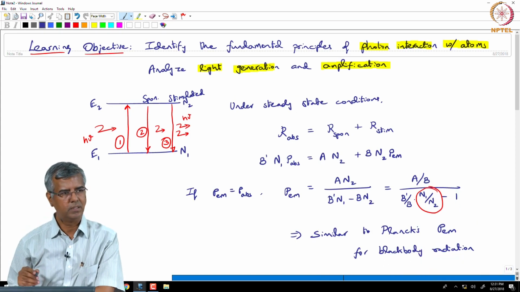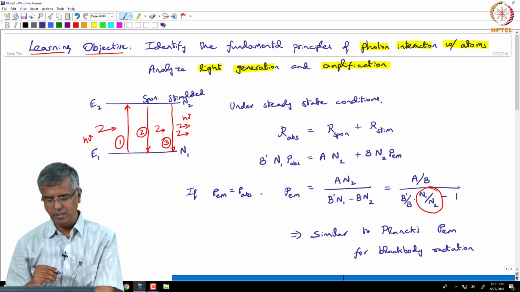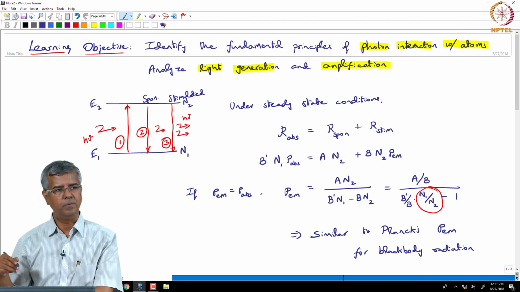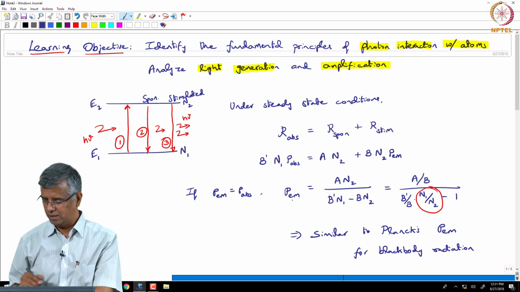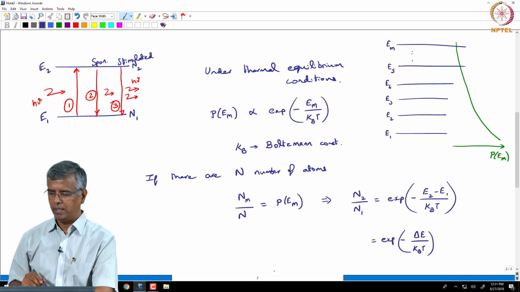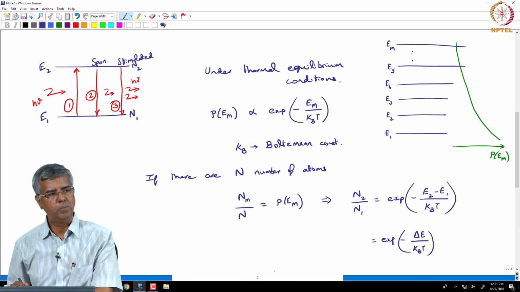We started with just a 2-level system. We tracked all the possible events that can happen: absorption, spontaneous emission, stimulated emission. We were tracking the rates of all of this, and through that we got an expression for the probability density for the emission process. And like we said, Einstein said it's similar to the Planck expression for blackbody radiation.